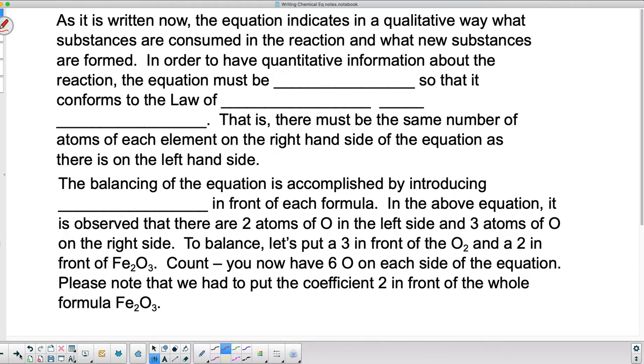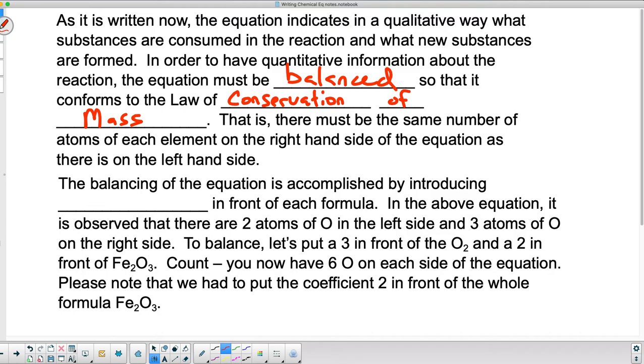As it's written now, the equation indicates in a qualitative way what substances are consumed. That means 1 Fe and 1 O2, and the reaction gives Fe2O3, and what the new substances are that are formed. In order to have quantitative information about the reaction, it must be balanced so that it conforms to the law of conservation of mass. That is, there must be the same number of atoms of each element on the right-hand side of the equation as there is on the left-hand side.